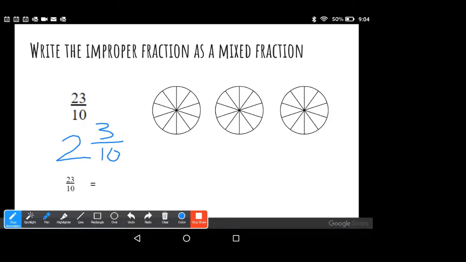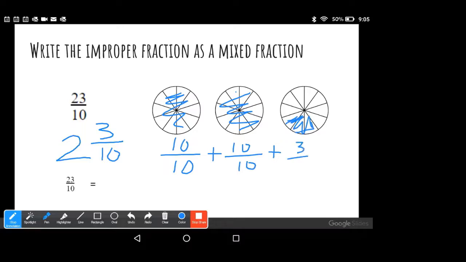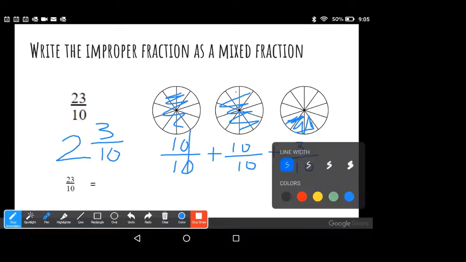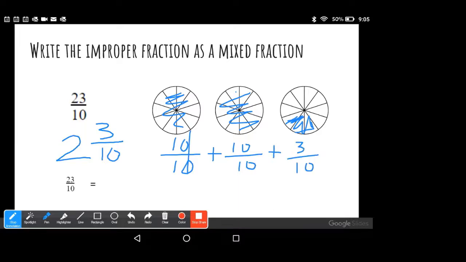If you need the picture, you know this right here gives you 10/10. One more is going to give you 20/10. I'm at 20 now, so I need 3 more. So this is 1. Change my color so you can see that. This is 1, this is 1, and then you have 3/10. So 1 plus 1 is 2, and 3/10. Okay, so 2 different ways. If you need the picture, do the picture. The more you do the picture, though, you should be able to start doing it more in your head.